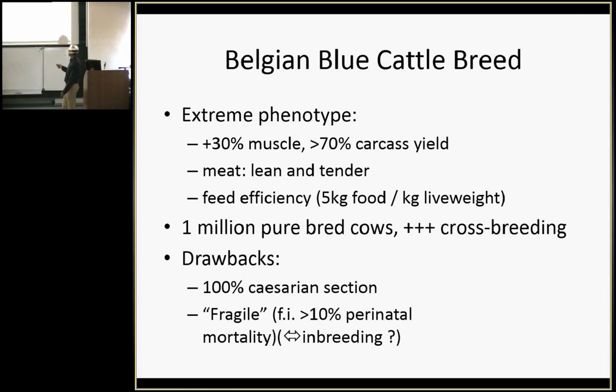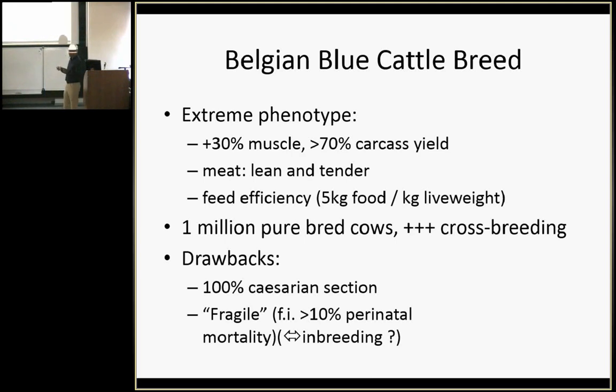But of course there are a certain number of drawbacks. If you look within Belgium, the first drawback is 100% cesarean section, which means that every time you buy a cow, you need to buy a veterinarian. Fortunately, the veterinarian is cheaper than the cow these days. And then something that we heard talked about a lot 10 years ago is that these animals were considered to be fragile by the breeder. They had to be extremely careful with these animals.